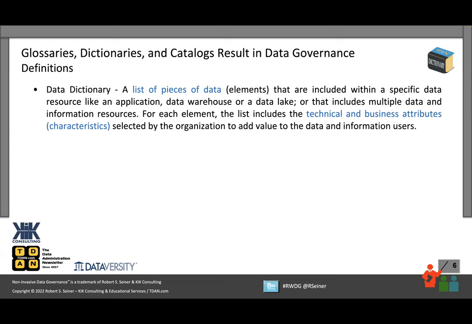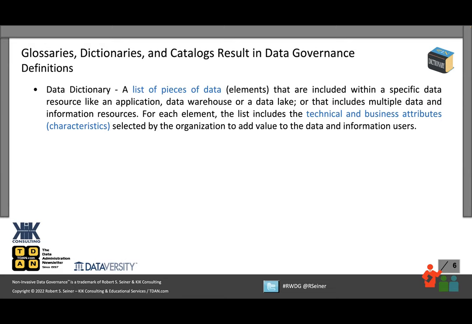And then there's the data dictionary. And so this is my definition of what a data dictionary is. And I basically say that a dictionary is a list of data elements that are included within a specific resource. Now, there are some organizations that are creating enterprise data dictionaries, but most often you're going to find there's a data warehouse or a data lake data dictionary or an application data dictionary. But a data dictionary is basically a list of pieces of data that you need to have information about that are going to help people in your organization to get best use out of that data.